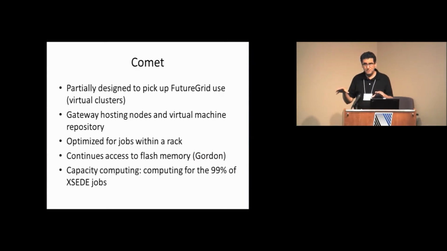The size of jobs for Trestles, it's a fairly large machine. It's actually going to be, for Comet, almost as large as Stampede, but it's really only designed to scale jobs within a rack. Between racks, there's less bandwidth, so you really want to run your jobs within a rack. It also is going to have flash memory, picking up on what Gordon provided, and it's going to be aiming at providing a lot of capacity for 99% of Exceed jobs that are supported.